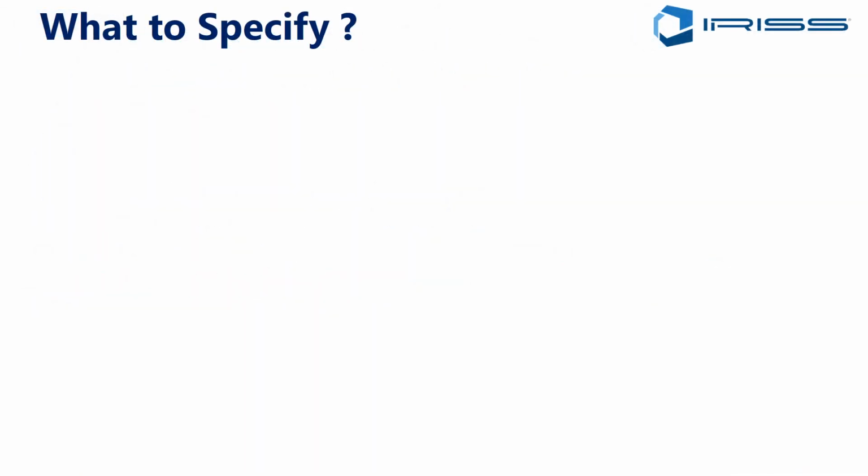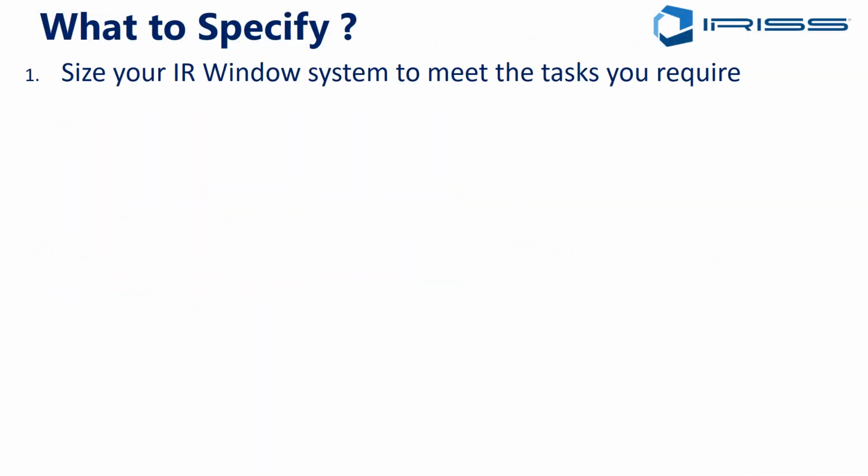So, just as an overview, what to specify? The size of your infrared window system should meet the requirements of your tasks, your needs. Don't put multiple round windows in. Use large format windows or custom windows. In fact, from a custom window system, you save a lot of money on the install, and you can install a lot more. So if you've got a limited shutdown, custom windows can really help out.